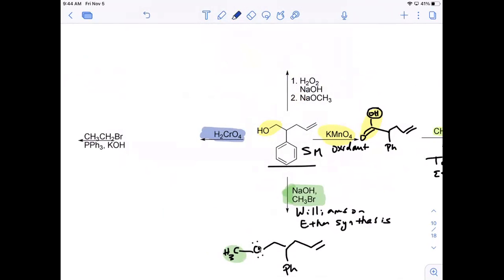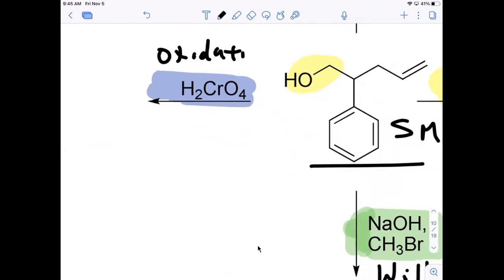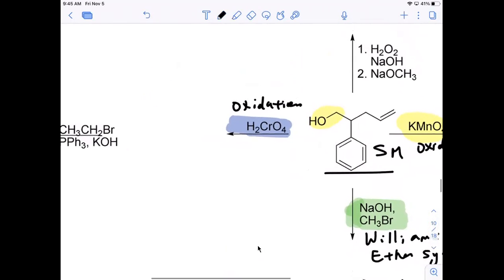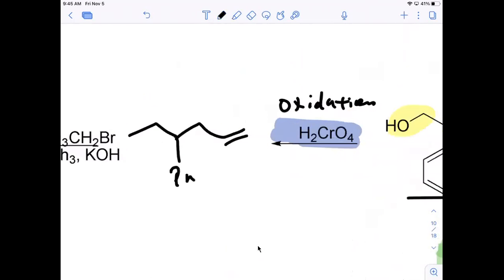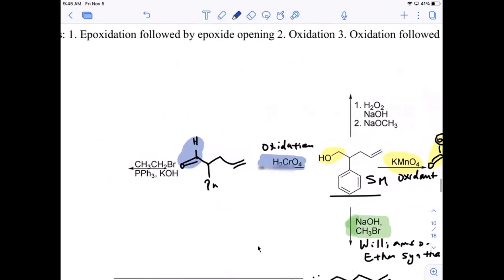What happens when I take a primary alcohol and react it in the presence of chromic acid? You get an aldehyde. Excellent. This is also an oxidation. Right, and it's going to take that primary alcohol up to the aldehyde. So this is the aldehyde that's going to come from this alcohol right here.